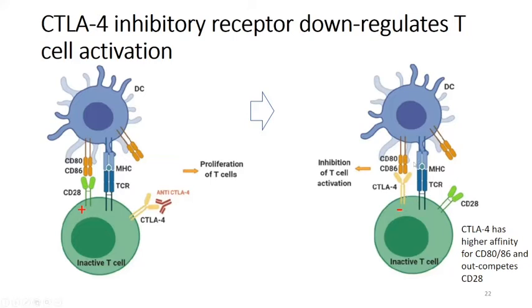It binds to CD80 and CD86, with a higher affinity for CD80 and CD86, so it tends to outcompete CD28. CTLA4 is an inhibitor. It does the opposite of CD28. This is an inhibitory molecule.